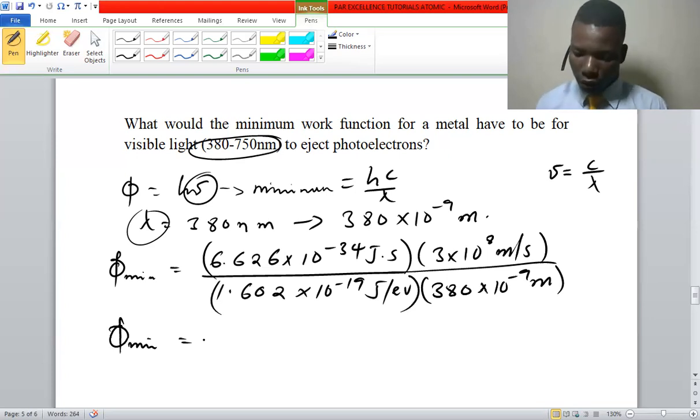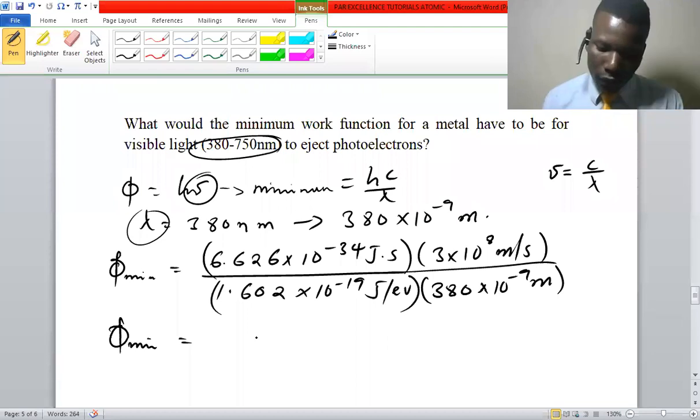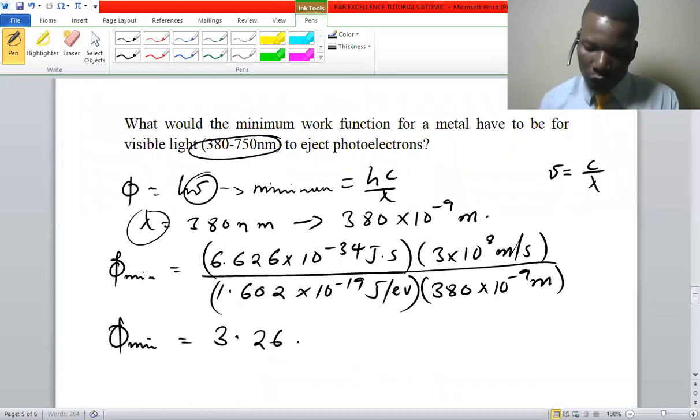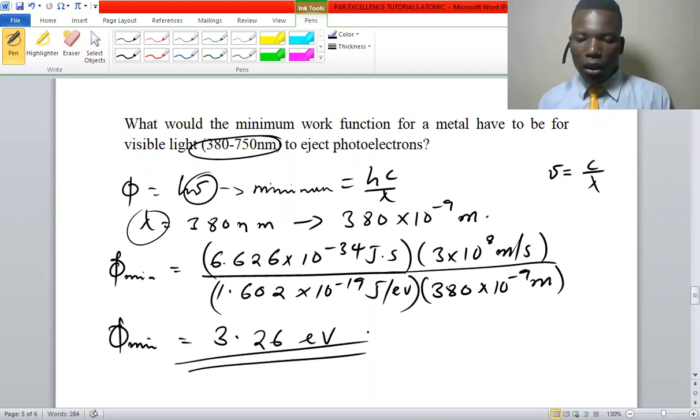So the minimum work function here is going to be 3.26 electron volts. So this is how you solve that one.